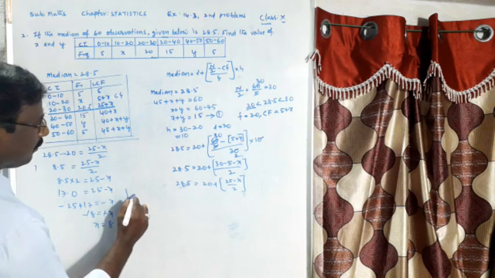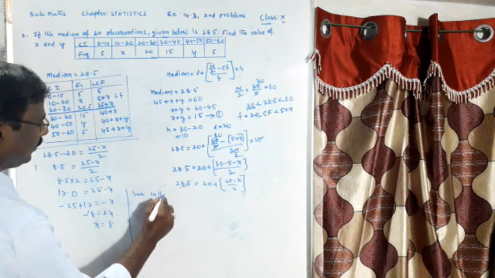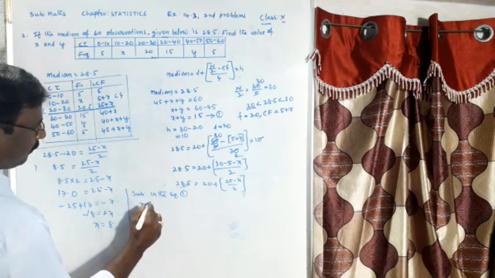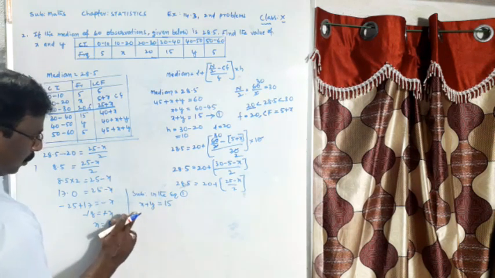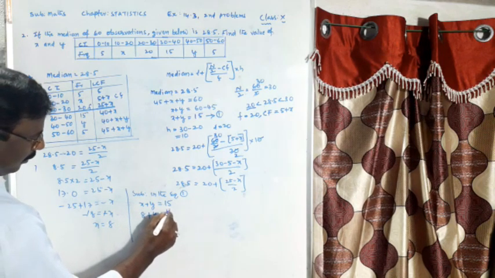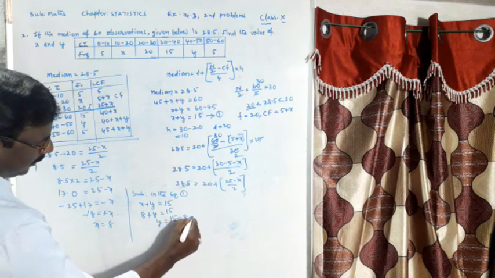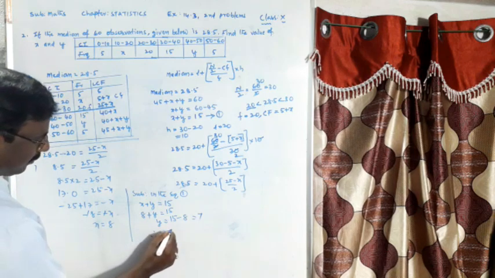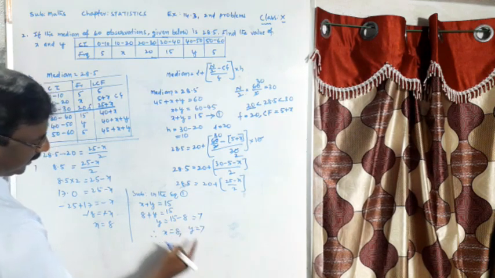You can substitute in first equation. What is the equation 1? x plus y is equal to 15. Already you got x value, substitute here. 8 plus y is equal to 15. Then y is equal to 15 minus 8 is equal to 7. Finally we got x is equal to 8, y is equal to 7.